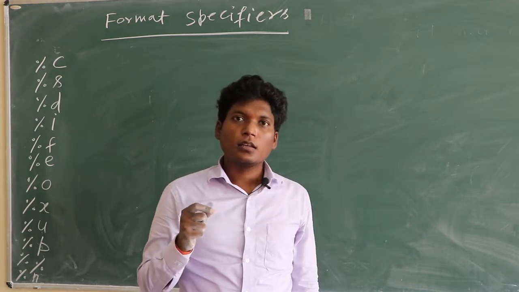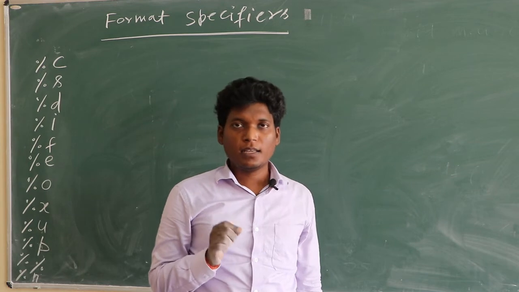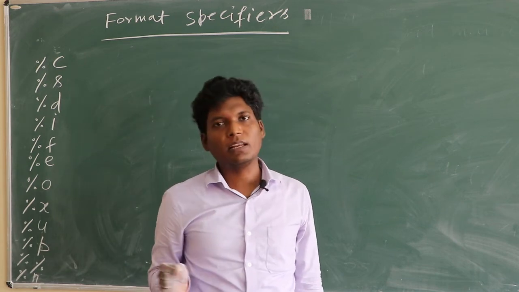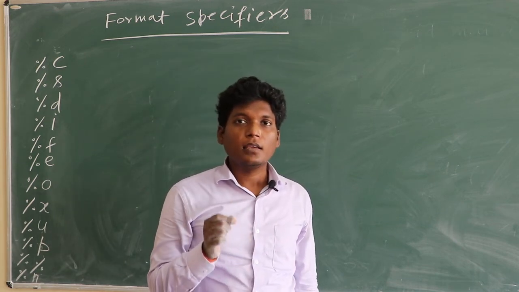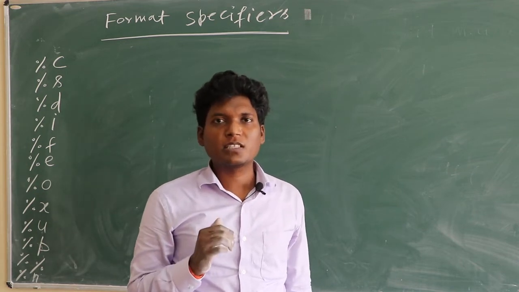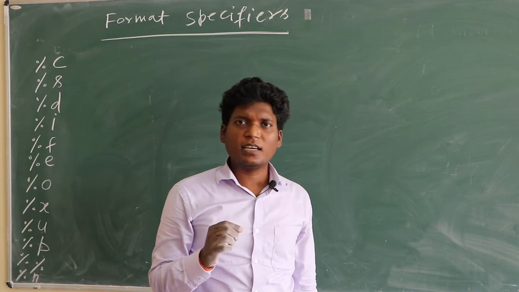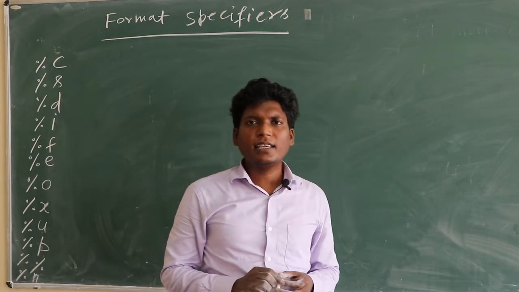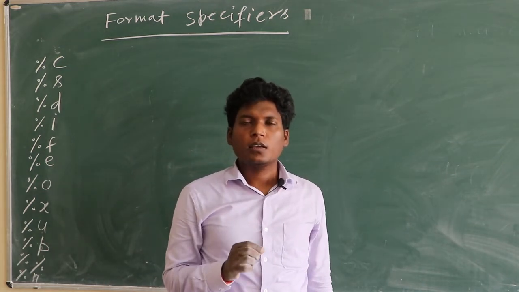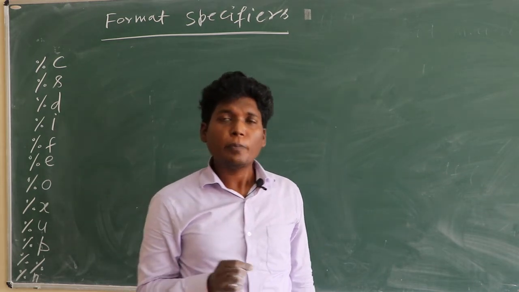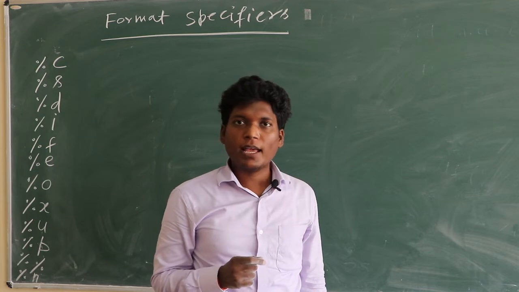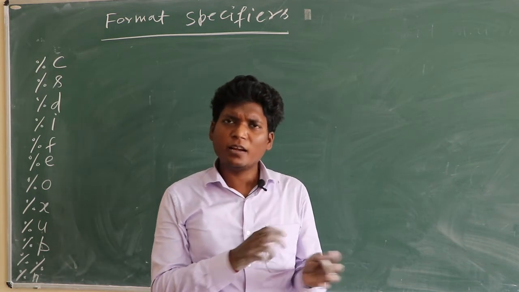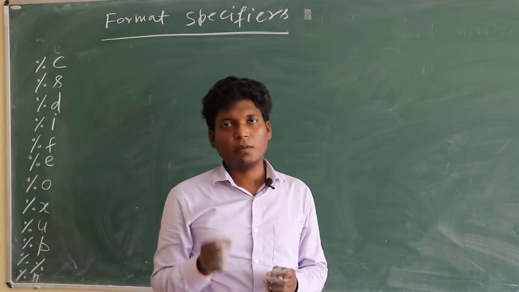Class, one thing you have to note: %d can take integer value only in decimal number system and prints the output only in decimal number system, whereas %i can take input in any number system and prints the integer only in decimal number system.